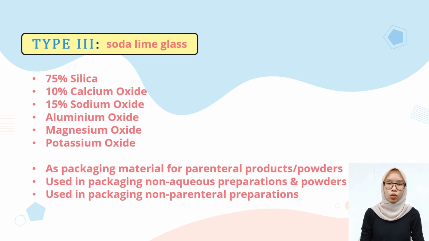Soda lime glass is used as packaging material for parenteral products or powders for parenteral use only where there is suitable stability test data indicating that Type 3 glass is satisfactory. It is used in packaging non-aqueous preparations and powders for parenteral use except for freeze-dried preparations. Also, it is used in packaging non-parenteral preparations.